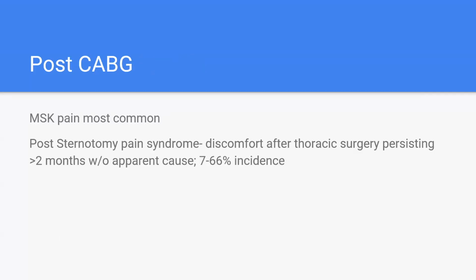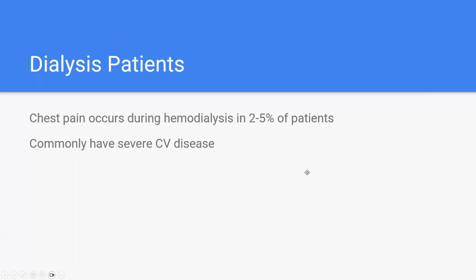Some last couple notes here. We sometimes would take care of patients that have had CABG. MSK pain is still the most common. And then there's also this post-sternotomy pain syndrome, which can happen if people are still having pain over 2 months after without another obvious cause. We can attribute it to this post-sternotomy pain syndrome. That is a very wide range incidence, but there we go.